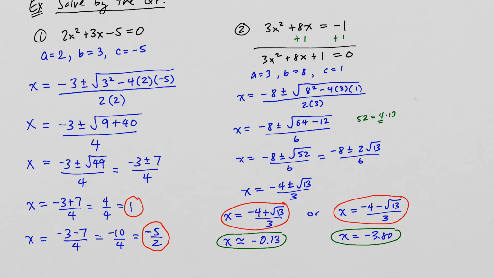Actually, I just figured out that I made a small error here plugging this into the calculator. It was an input error. But this first answer here should be negative 0.20. Sorry about that. Okay, let's go ahead and move on to the next set of examples.